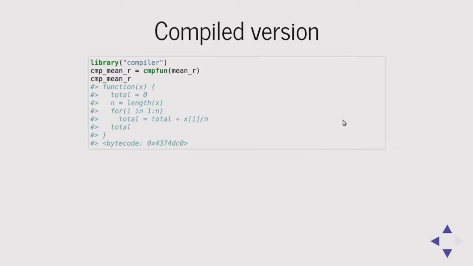So, how do we compile it? We can compile this function using the cmpfun function. Right? So it's part of the compiler package. And if you look at the definition now, so we've got cmp_mean_r, and we're compiling a standard function. We've now got that magical phrase bytecode at the bottom. Right? So we've now got a bytecode version. Okay?